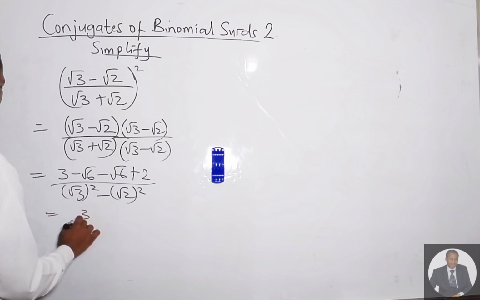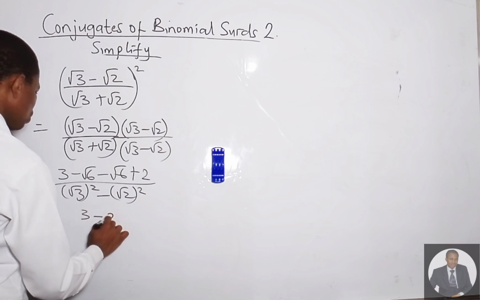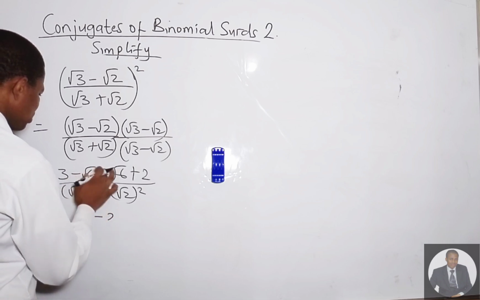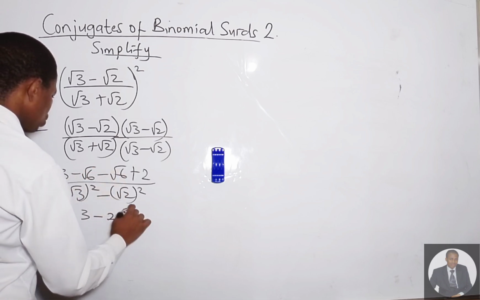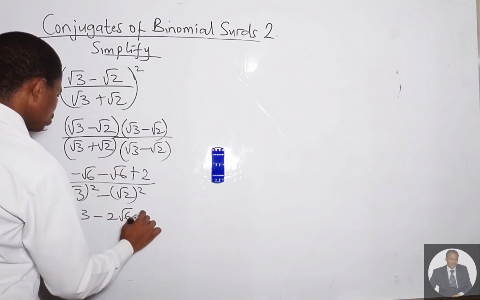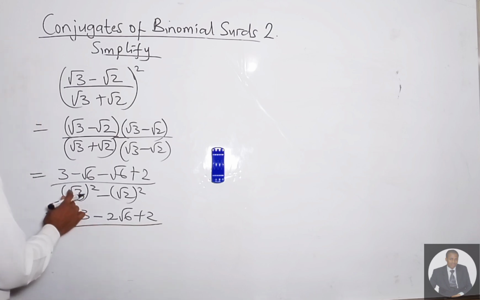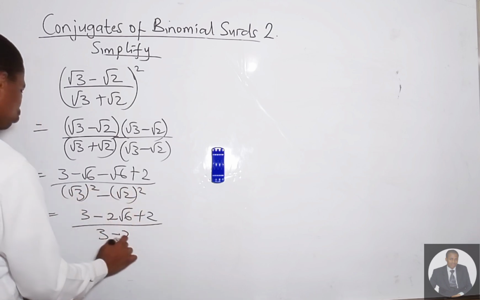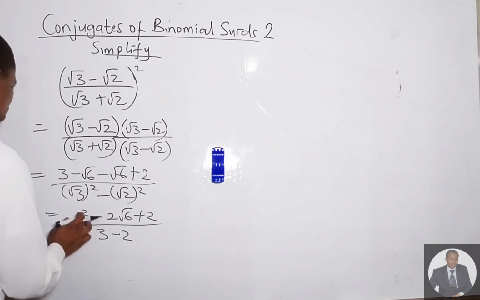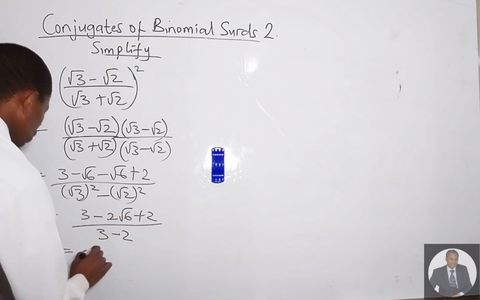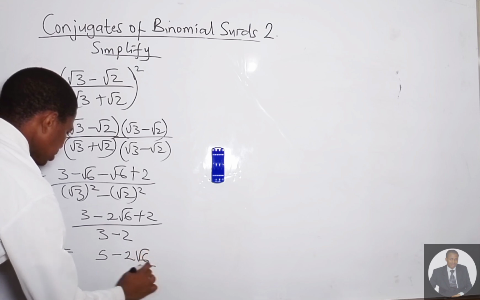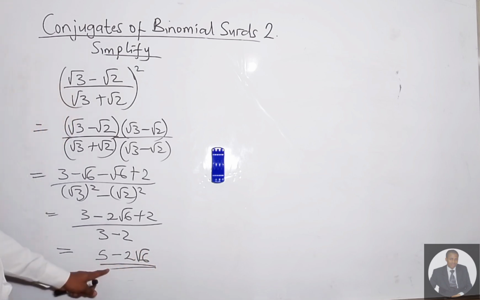That will give us 3 minus 6 root 6 minus root 6 minus root 6. That's minus 2 root 6 plus 2 over root 3 squared is 3 minus root 2 squared is 2. So our final answer will be 3 plus 2. That's 5 minus 2 root 6. This will be our answer.